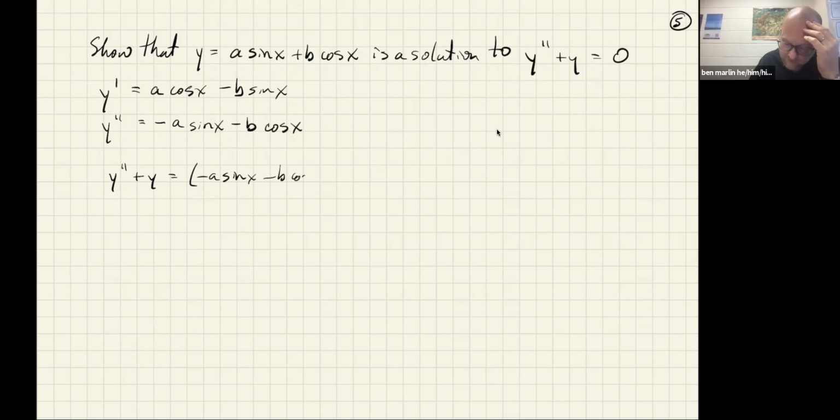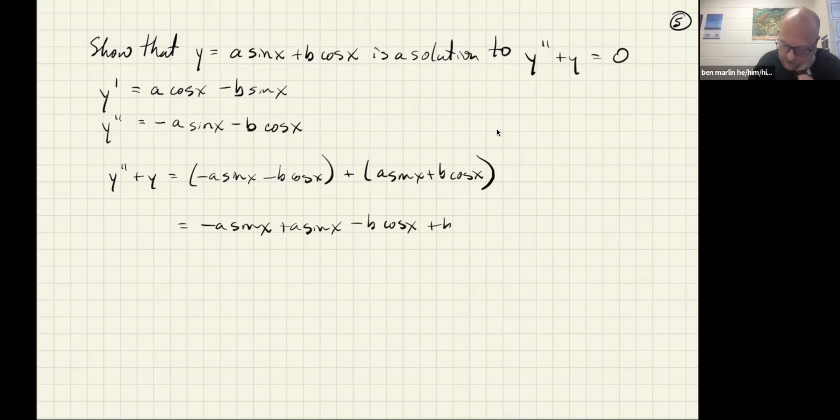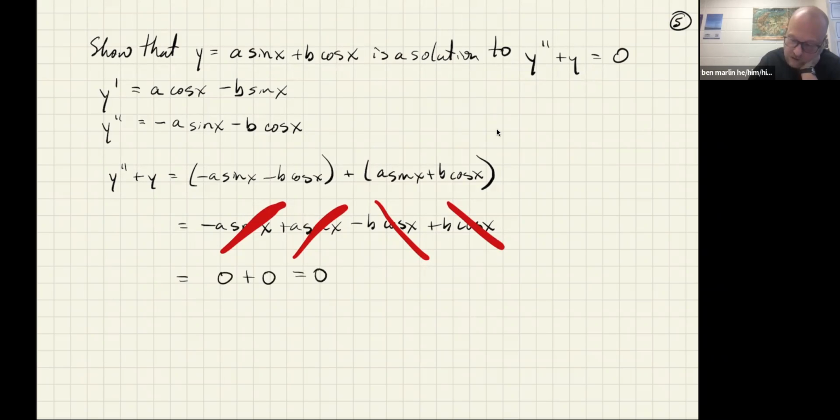All right. Y double prime plus y is going to be minus a sine x minus b cosine x. Then we have to say plus the original y, which was a sine x plus b cosine x. And so you can see that these things cancel out together. I guess I should cancel them maybe in red. And that means you end up with 0 plus 0, which is the 0 that you had over here on the right-hand side.